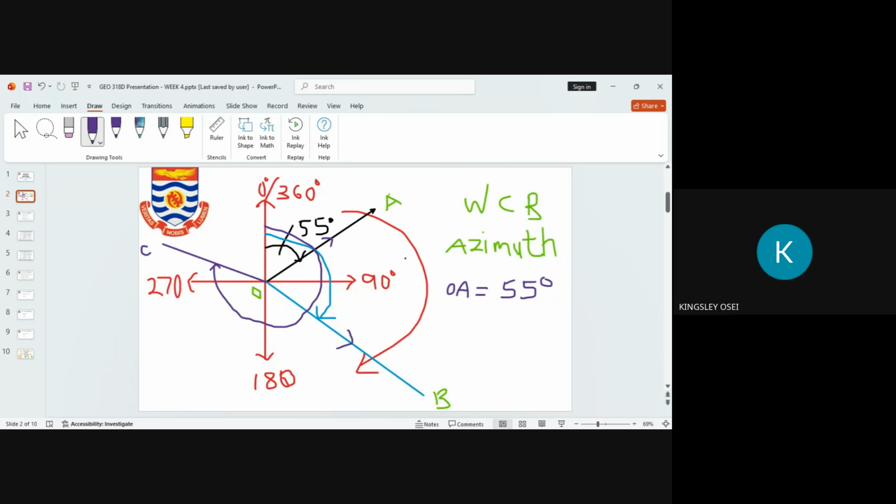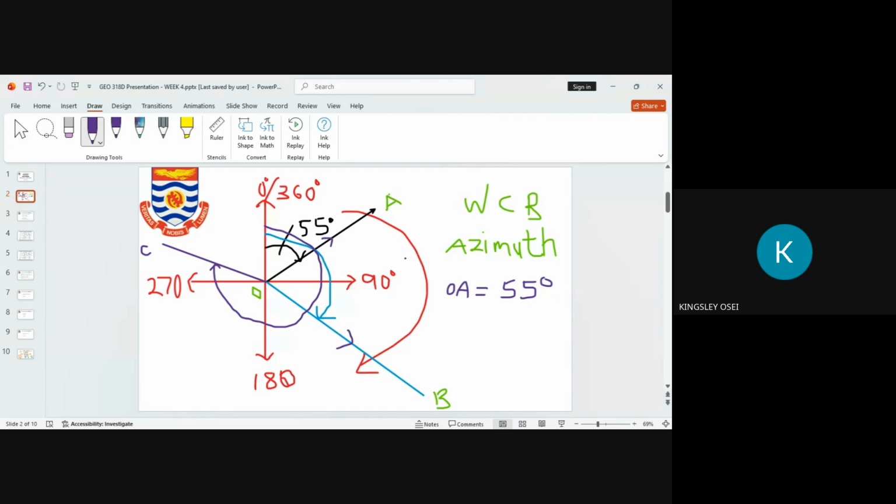But the degree has two subunits. The immediate subunit lower than the degree is minutes, and the other subunit lower than the minute is seconds. These are the conventional scales. 60 seconds will make 1 minute, like we know in time. But 60 minutes will make a degree. If it is time, 60 minutes will make an hour.